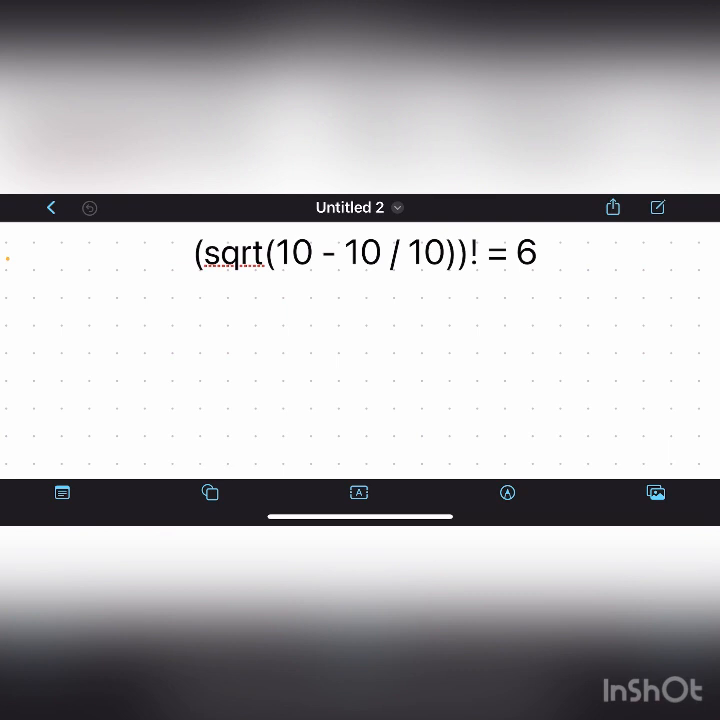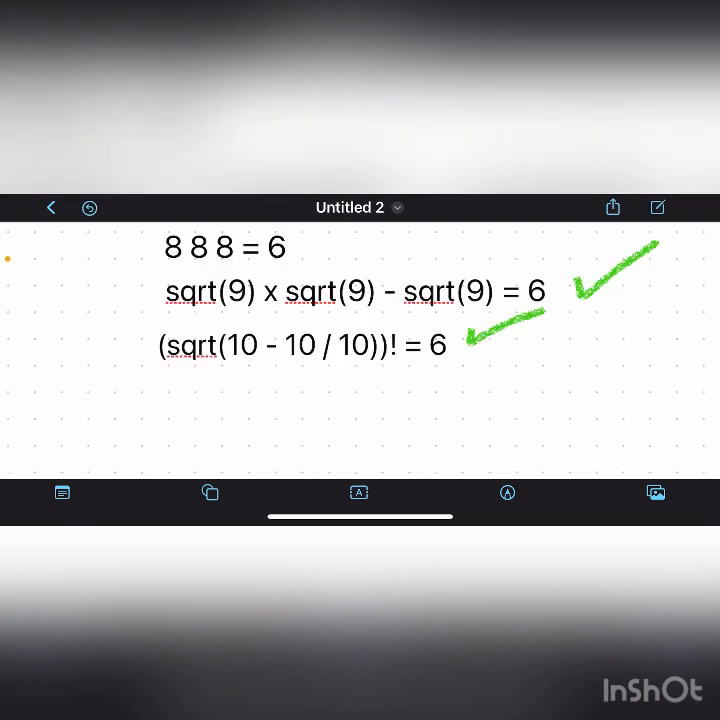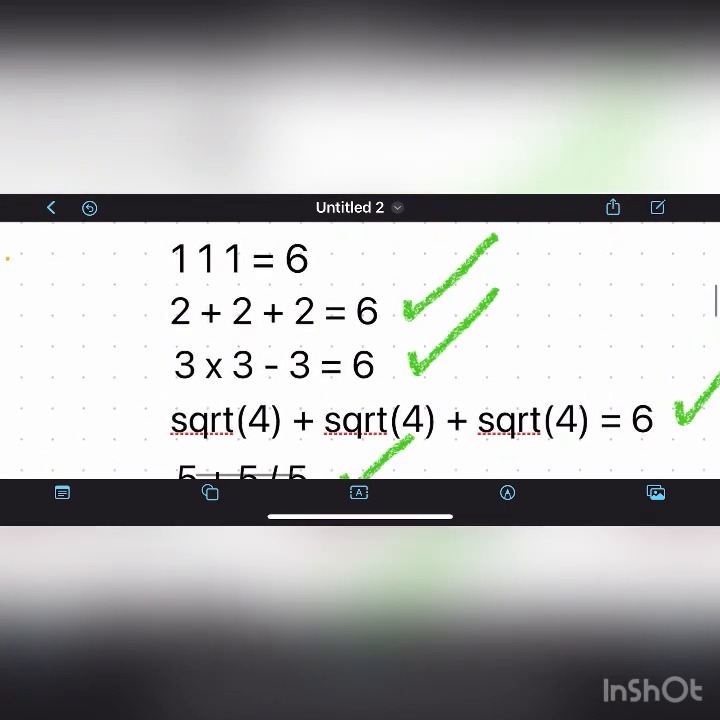So basically, as you can see, it's the square root of 10 minus 10 divided by 10, and 10 minus 10 divided by 10 is 10 minus 1, which is 9. And the square root of 9 is 3. So we get 3 factorial equals 6. And 3 factorial is 3 times 2 times 1. And 3 times 2 is 6. 6 times 1 is 6. So there you have it. Okay, so we just finished off the 10's, and now we're going to do the 1's.